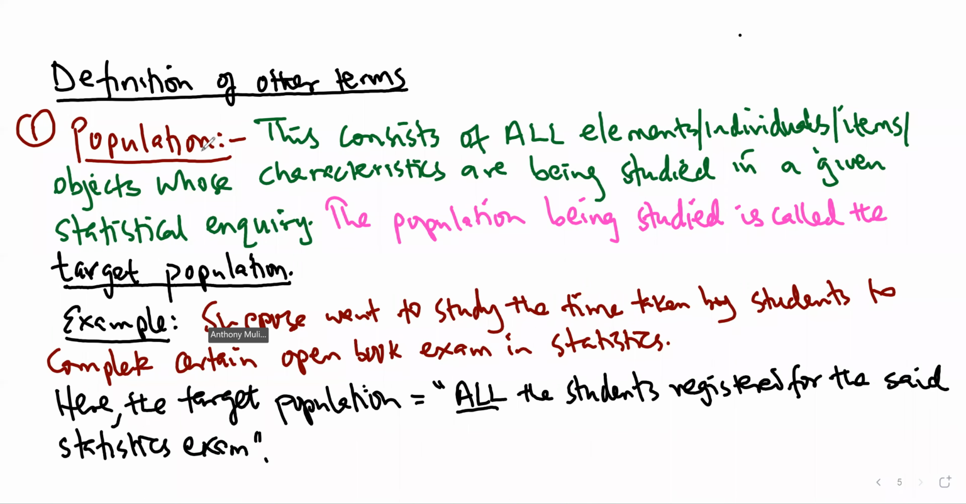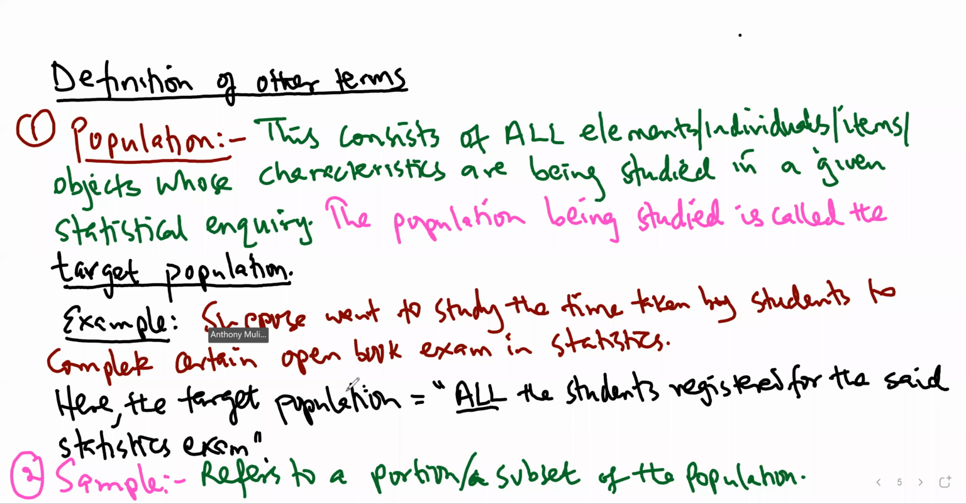And usually these subsets of the population are chosen in such a way that they have all the characteristics of the population. These subsets of the population are called samples. So let's define a sample and possibly give an illustration to show what a sample is, and then we move on to other terminologies.